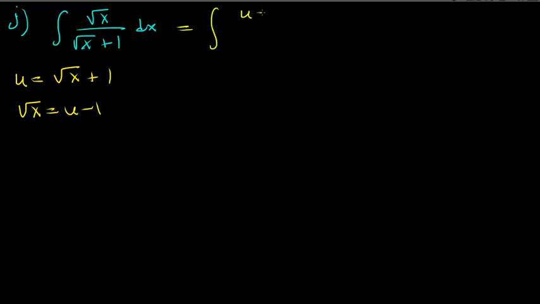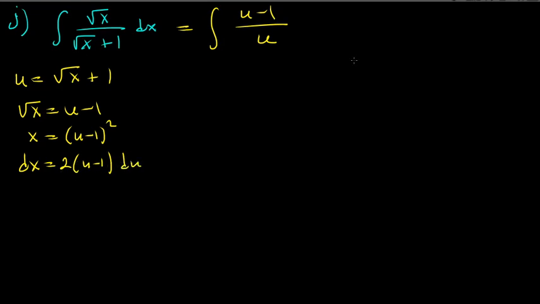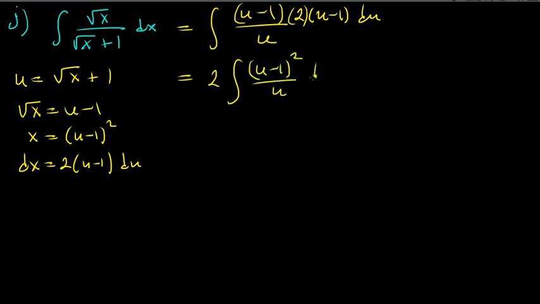So the numerator is u minus 1, the denominator is u, and what's dx? So I'm going to square both sides. You don't have to, but I think it might make it easier to take the derivative using the power rule. And the derivative of u minus 1 is just 1, so it's just 2 times u minus 1 du. So the 2 can come in front, that's just a constant. And then we have u minus 1 times u minus 1, so u minus 1 squared over u.